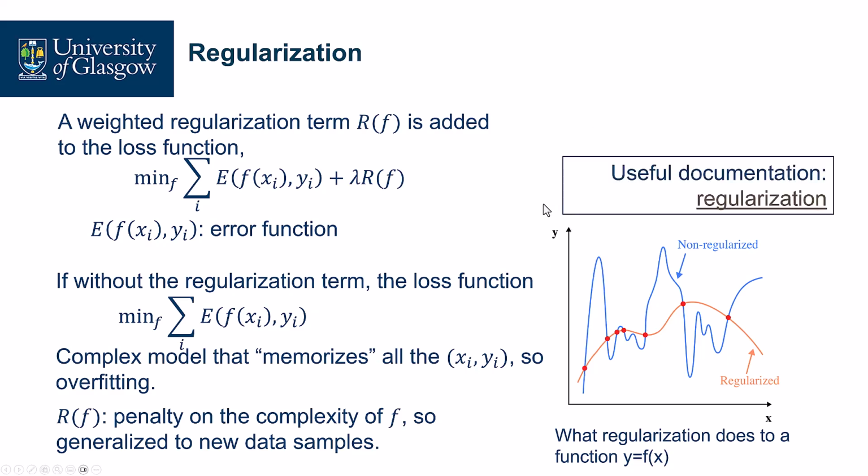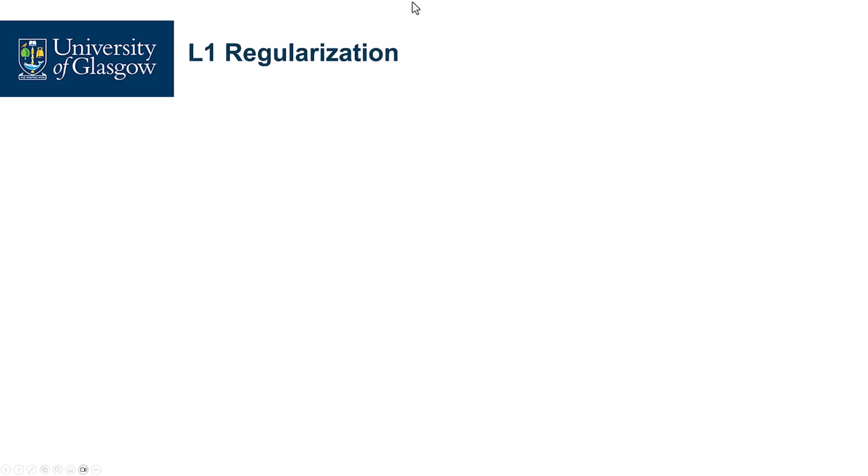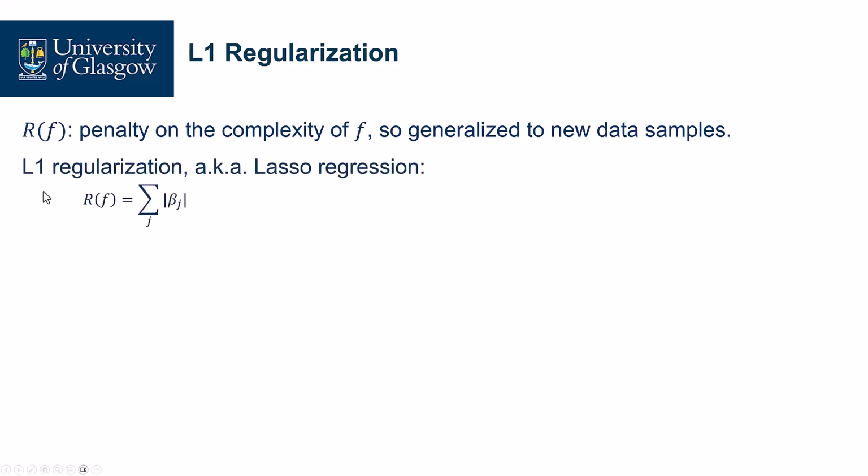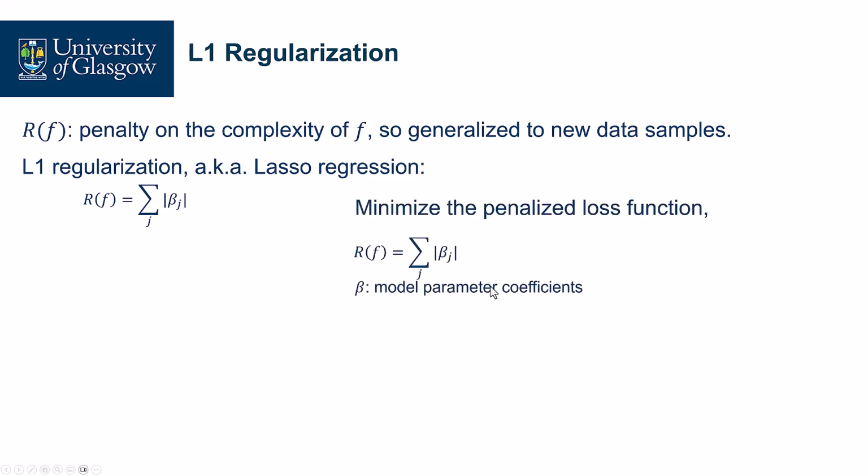And for more details on regularization, you can use this hyperlink. Now let's see how the regularization method works. There are mainly two kinds of regularization method, L1 and L2. But the goal is the same: we want to penalize the complexity of the model to improve the generalization ability. For L1, this is the formula. We call it lasso regression. We sum the absolute value of the model parameter coefficients, which we call beta.